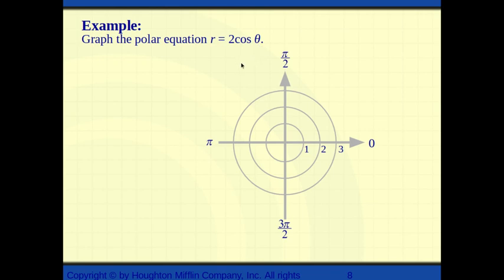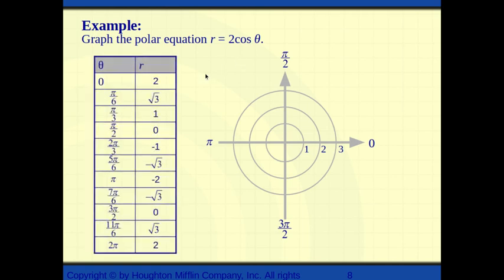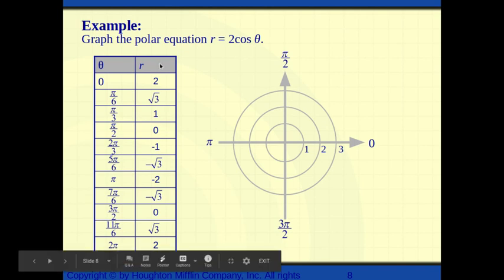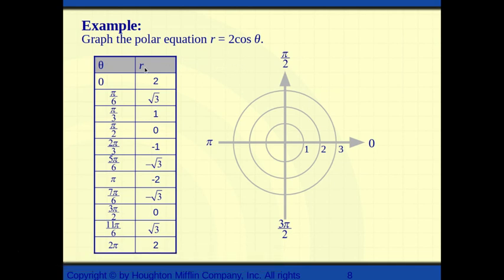But we'd want to pick values of theta that we can evaluate, so multiples of pi over 6, pi over 4, pi over 3, anything like that. These are the values that I've chosen for theta, and then we evaluate the r values. But just remember, when writing the coordinates, we write r comma theta for polar equations, so the r value comes before the theta, even though theta is the independent variable. If we wanted to plot these points, r is 2, theta is 0. So we're on the theta equals 0 line, 2 units from the pole. That would be this point right here.